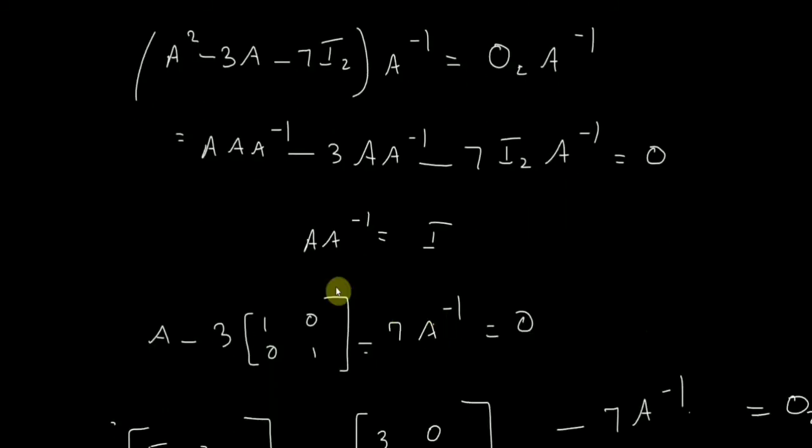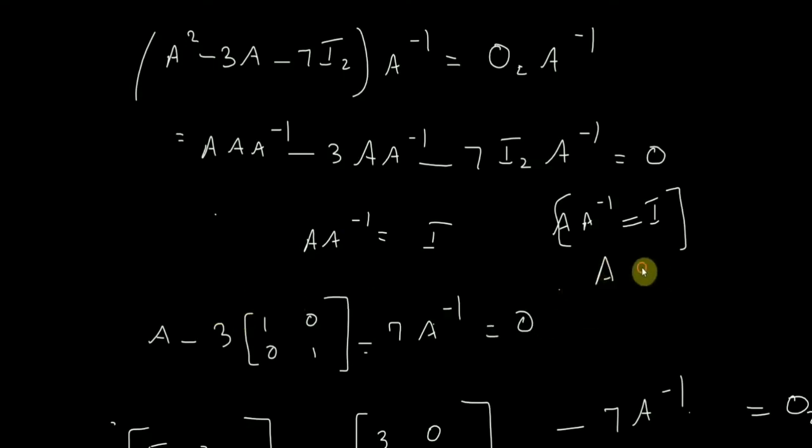So wherever you have A into A inverse, put I. So this is becoming I. This is A into I. A into I is equal to A matrix. So it is A into A inverse is equal to identity matrix. We are going to use that property here. So this will become I.